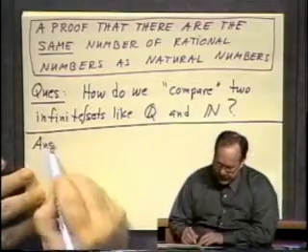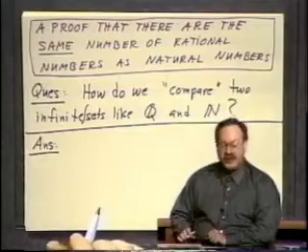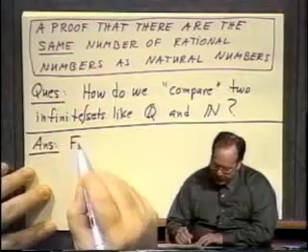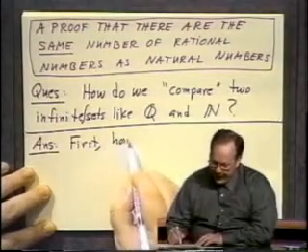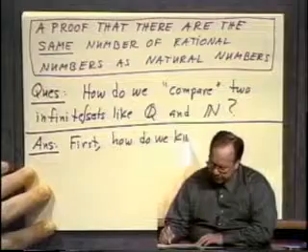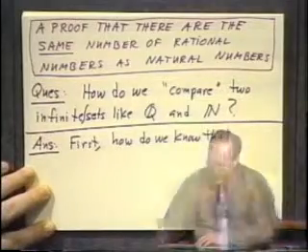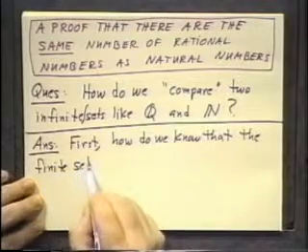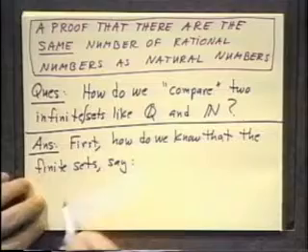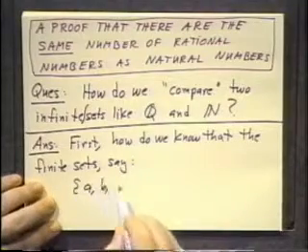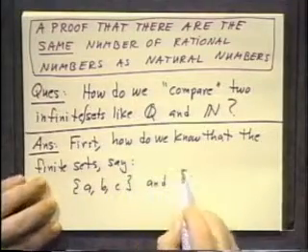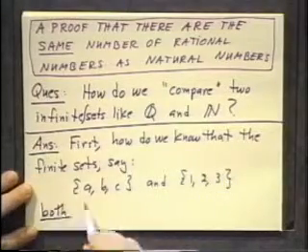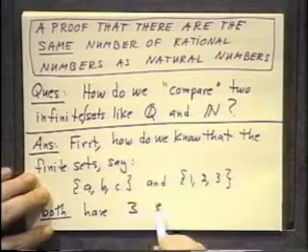Well, the answer is the following. We first ask the question, how do we do it for finite sets? And then we'll generalize that principle to infinite sets. So first, how do we know, this is time to think about this, how do we know that the finite sets, and just for an example, I'll take these two, the set A, B, C, and the set containing 1, 2, and 3, both have 3 elements?